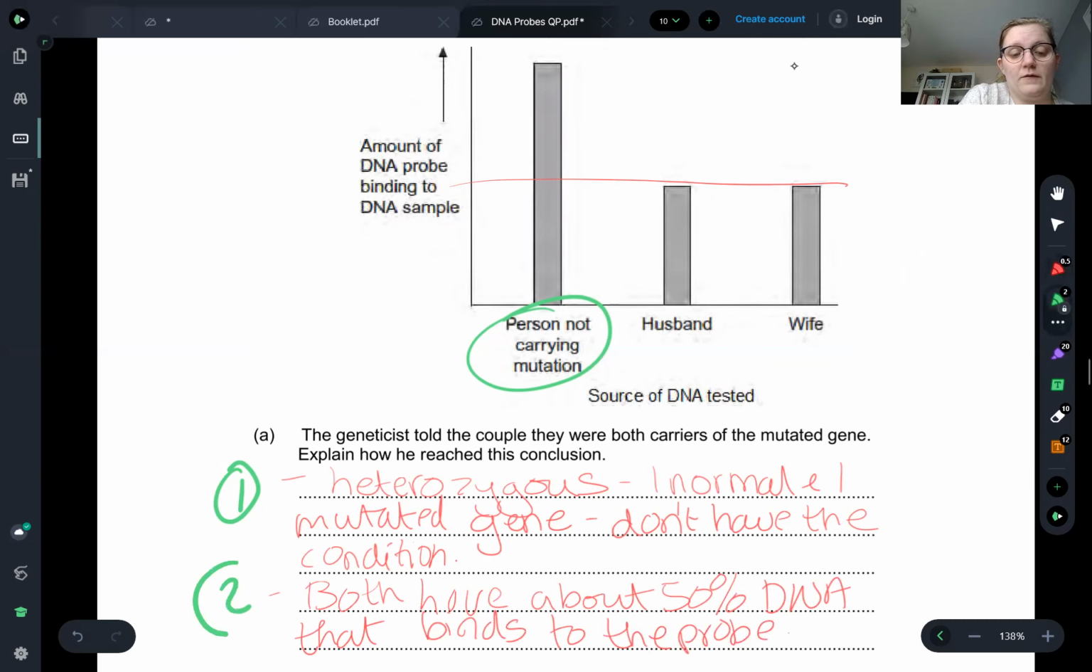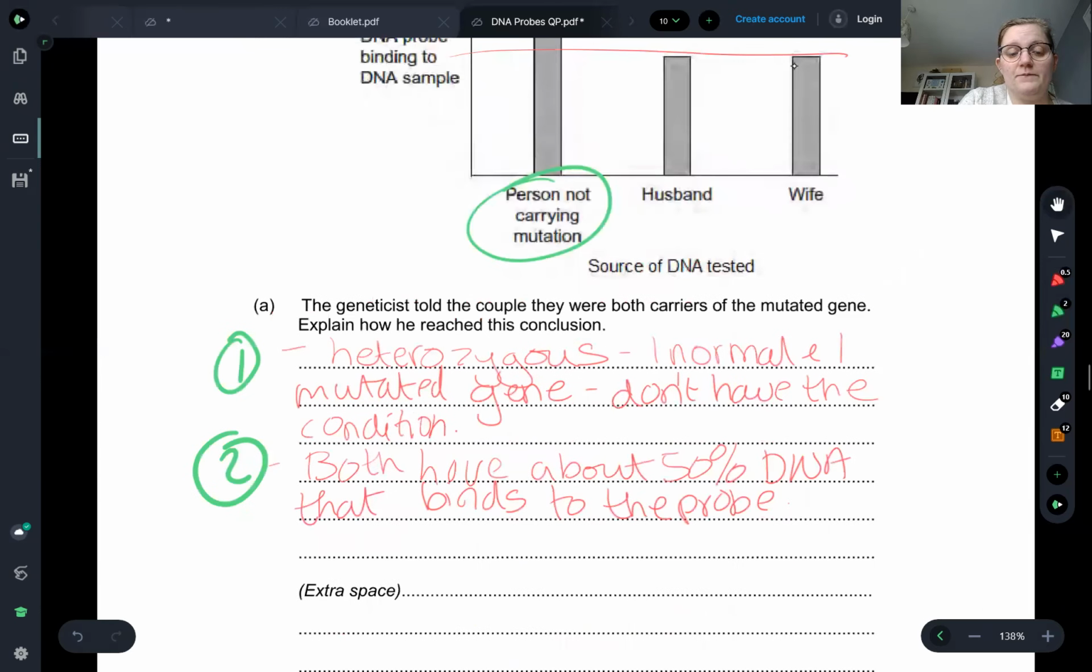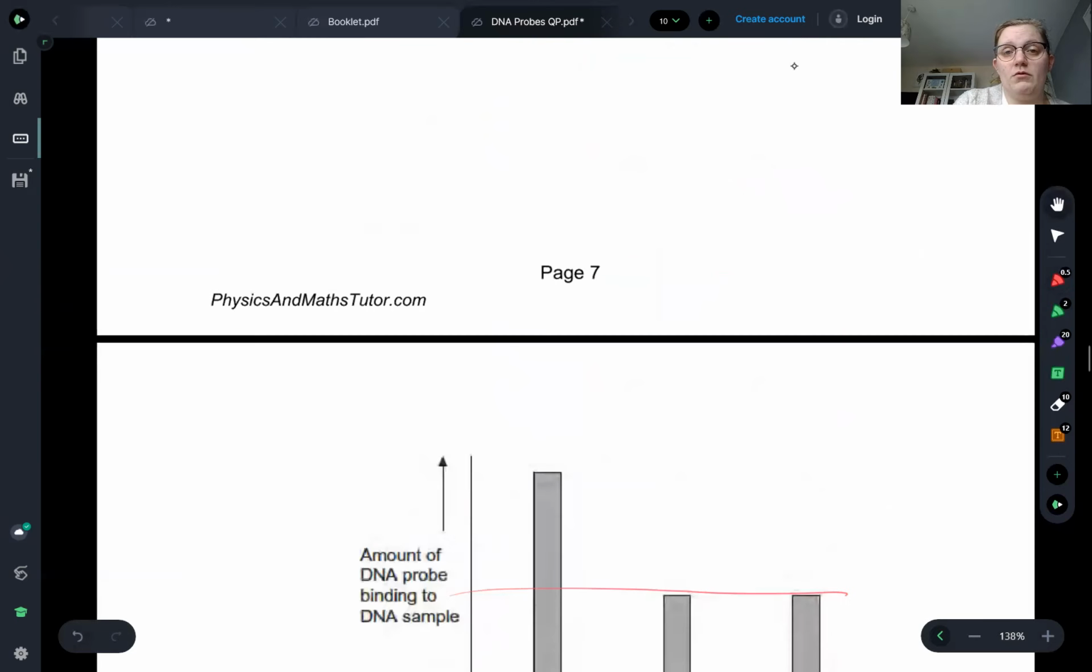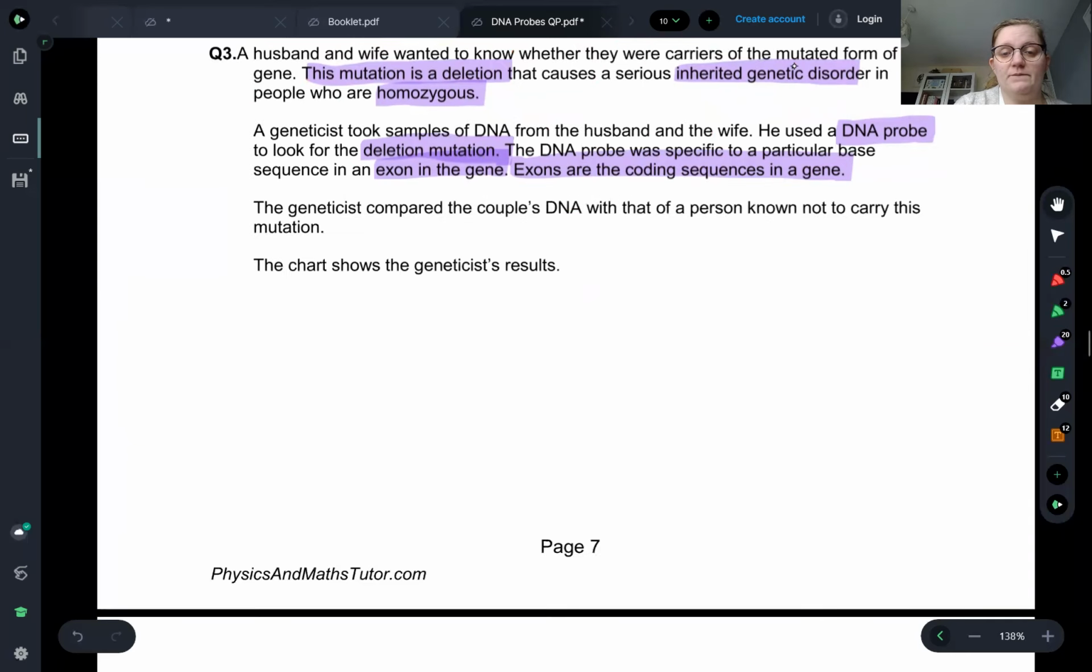That would be your 2nd mark. To get your 3rd mark, which this question is 3 marks, we then need to explain the probe. Well, what did the question say about the probe? We're going to use a DNA probe to look for deletion mutation. The DNA probe was specific to a particular base sequence in an exon in the gene.